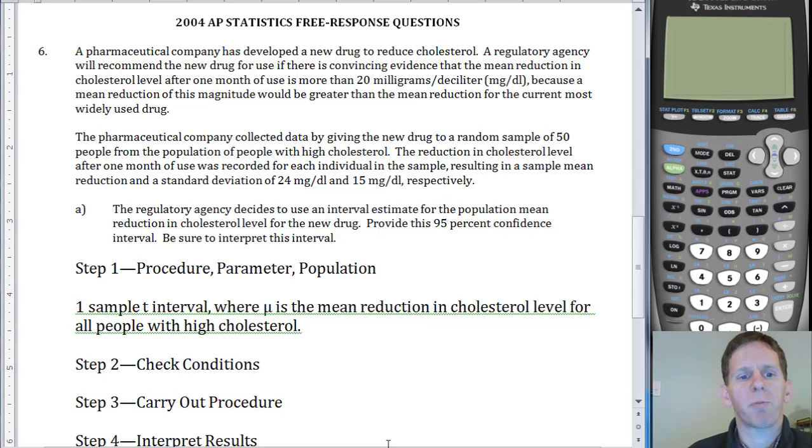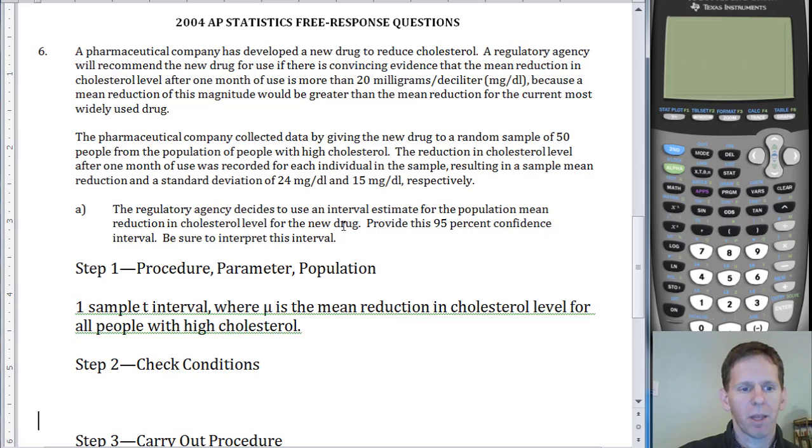So in step 1, we've addressed the procedure we're using, 1 sample T interval, because we didn't know sigma. We knew s, but not sigma. So we use a 1 sample T interval. The parameter is mu, the mean something. Read the problem. They will talk about the mean something somewhere in the problem, and several times you see mean reduction in cholesterol level, so that's the parameter. Who's the population? Find the sample size and just replace the number with the word all. So if it's a random sample of 50 people with high cholesterol, the population is going to be all people with high cholesterol. Let's go to step 2, check conditions.